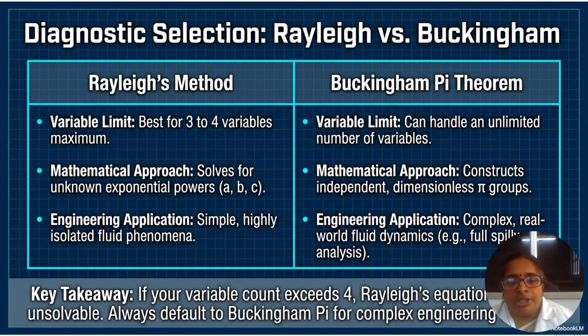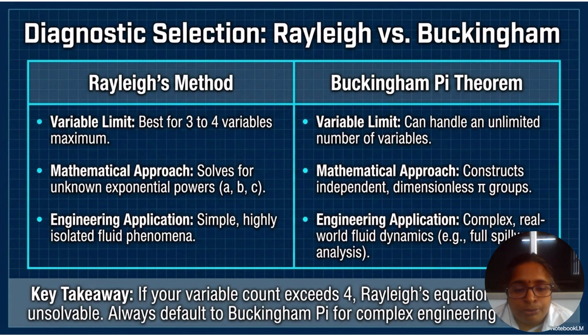And when can we go for Rayleigh's method, and what are its limitations? We can see now. It has a variable limit, that is, it is best for only 3 to 4 variables at maximum, whereas Buckingham's pi theorem can handle an unlimited number of variables. Next, it is a mathematical approach.